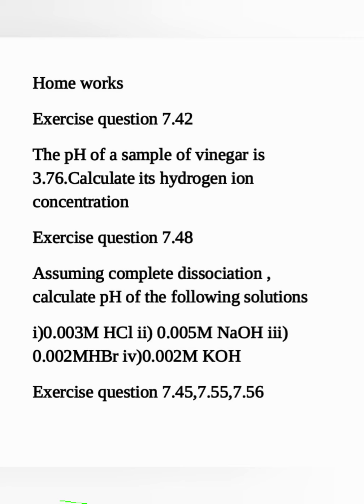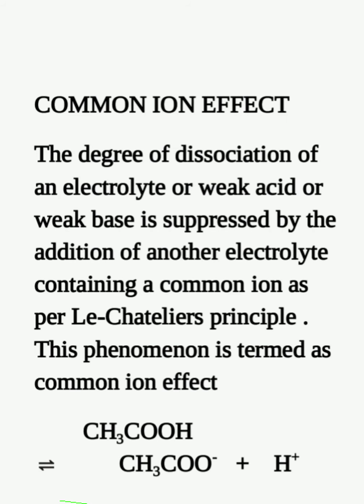Second question, exercise question 7.48: assuming complete dissociation, calculate the pH of the solutions. They have given the concentration of H plus as 0.03. Complete dissociation means they are strong electrolytes, so there is no equilibrium to consider, and you can make use of this formula directly. Along with that, we have exercise questions 7.45, 7.55 and 7.56. Try to solve those homeworks and find the answers in your notebook.